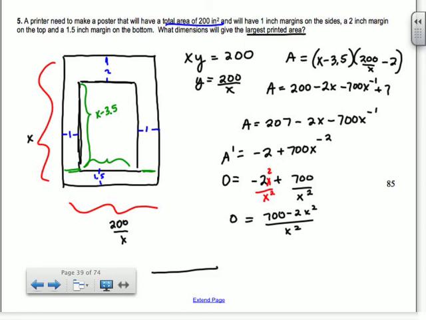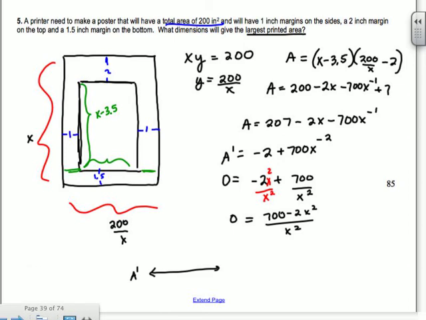Okay, your critical points come from when the denominator is equal to 0 and when the numerator is equal to 0. So the denominator equals 0 at 0. And that makes sense that that's a critical point because if x was 0, you don't have a poster at all, right? Just have a straight line. Doesn't make any sense. Okay, so solve for when the numerator is equal to 0.